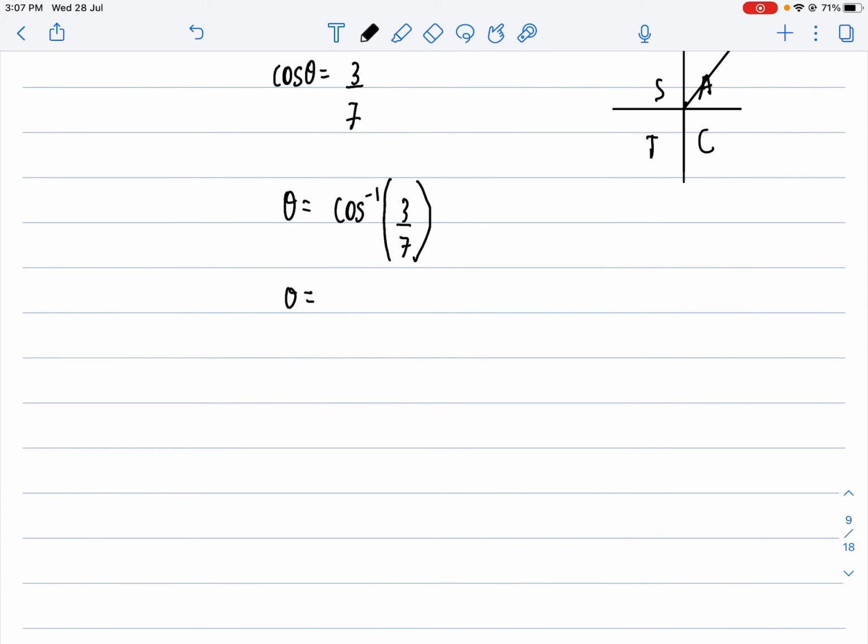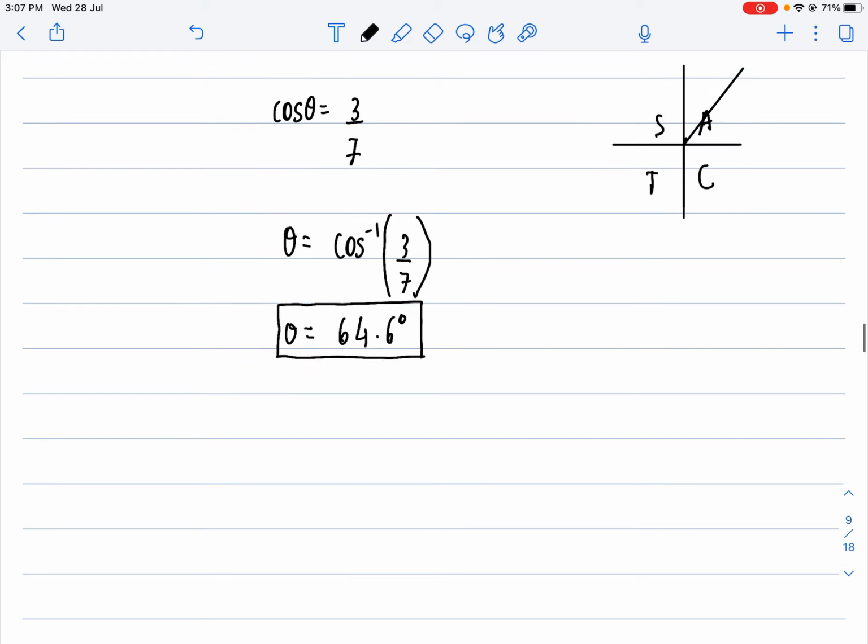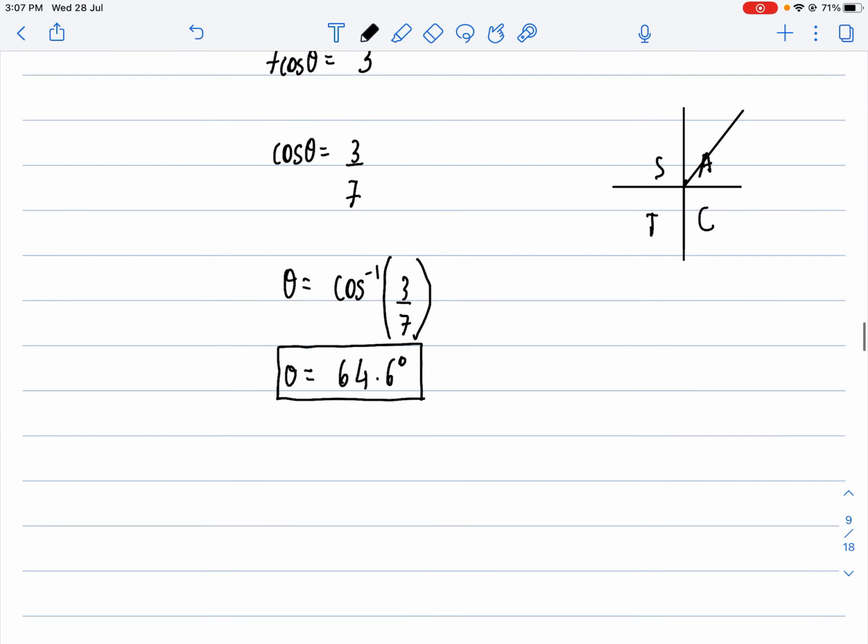So when you do the cos inverse of 3 over 7, you basically get your answer as 64.6 degrees. And this will be your only answer, as only the first quadrant is my domain, correct? That's why we eliminated the fourth quadrant, because it's exceeding 90 degrees, correct? So this is the only answer which I have.